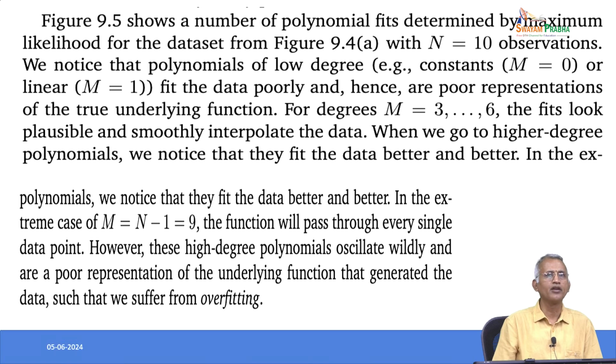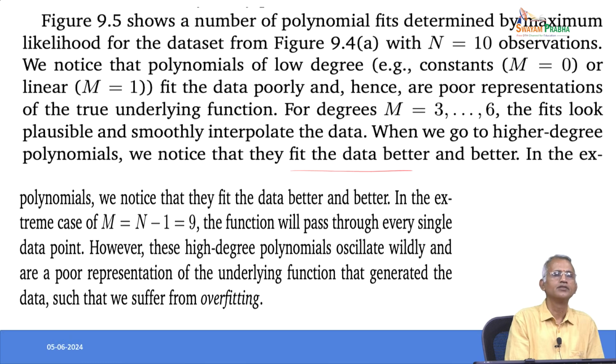So, notice the polynomials of low degree, constant m equal to 0 or m equal to 1, fit the data poorly, hence a poor representation of the true underlying function. When m varies from 3 to 6, the fits look plausible and smoothly interpolate the data, and when we go to higher degree polynomials, we notice that they fit the data better and better.